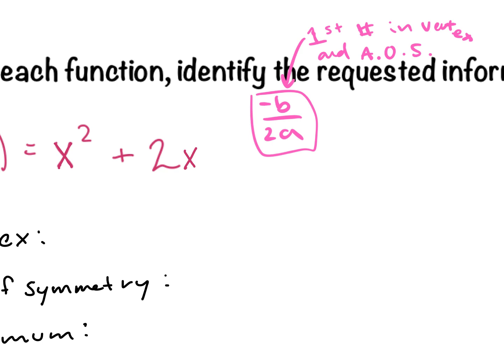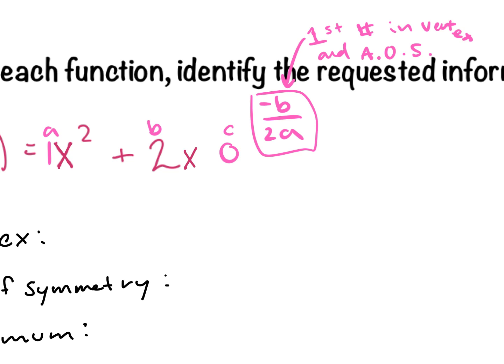So what's our A? 1. What's our B? And what's C? 0. There's nothing here, so C would be 0. Not always. It's always the constant, what you're adding. So the number in front of the x squared is your A, the number in front of the x is B, and then the constant is going to be your C. Here we don't have a constant, so it's 0. We'll do the next question.